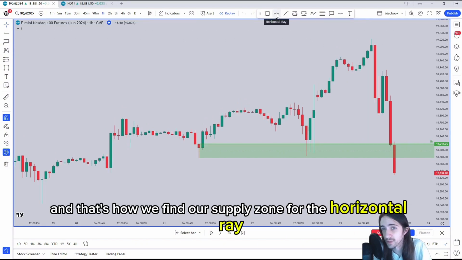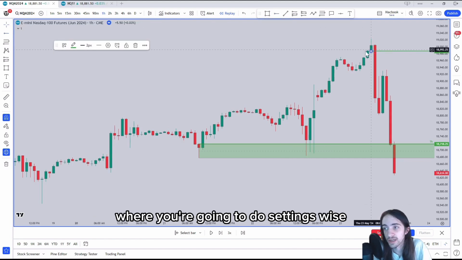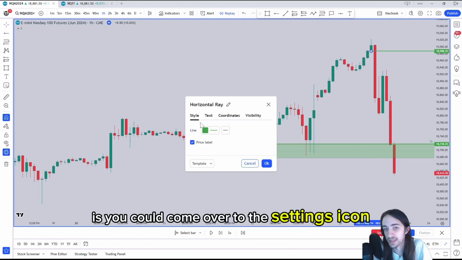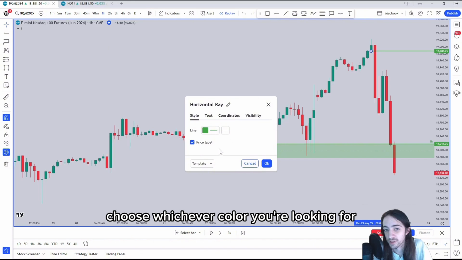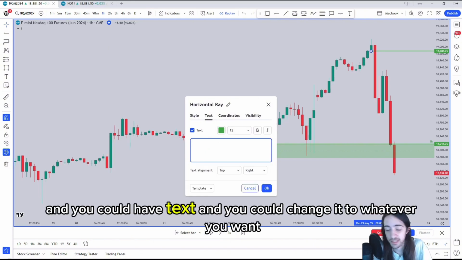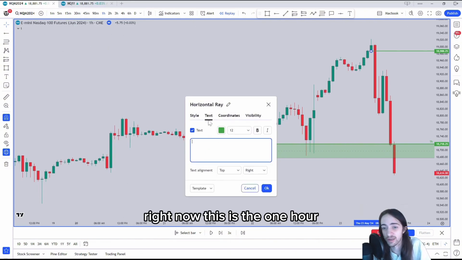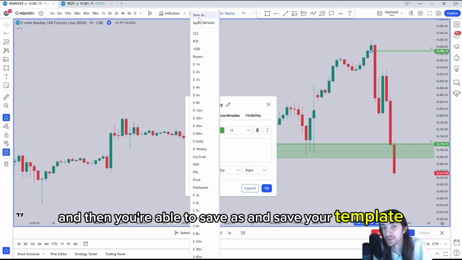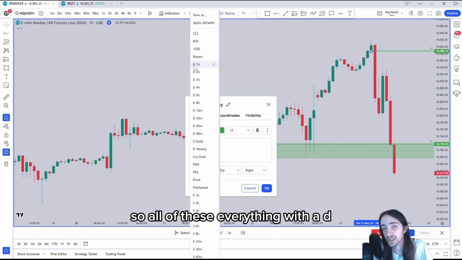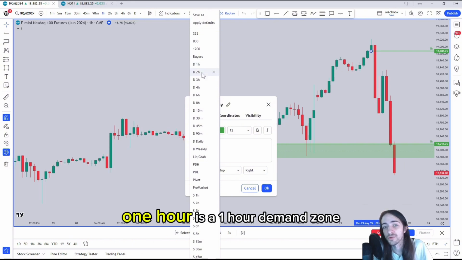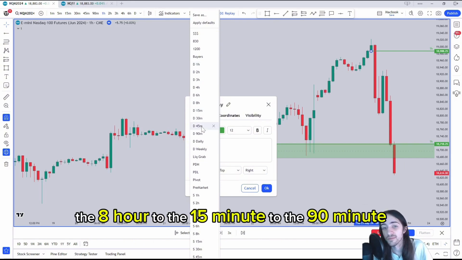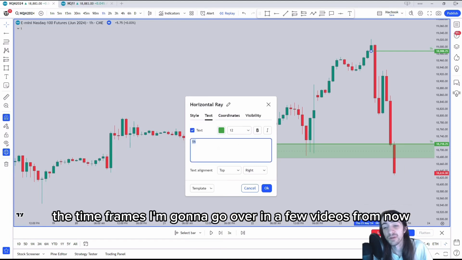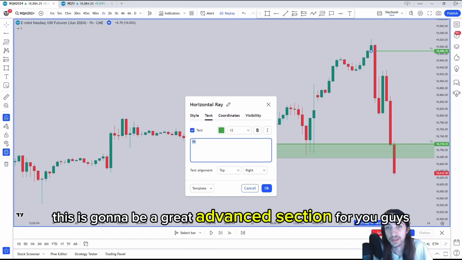For the horizontal ray, what you're going to do settings-wise is come over to the settings icon, choose whichever color you're looking for, and you can have text and change it to whatever you want. Right now this is the 1 hour, and then you're able to save as and save your template. So everything with a D, 1 hour is a 1 hour demand zone, to the 8 hour, to the 15 minute, to the 90 minute. The time frames I'm going to go over in a few videos from now, so definitely stay tuned. This is going to be a great advanced section for you guys.